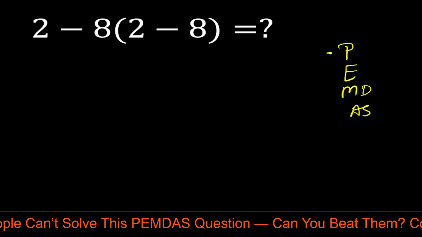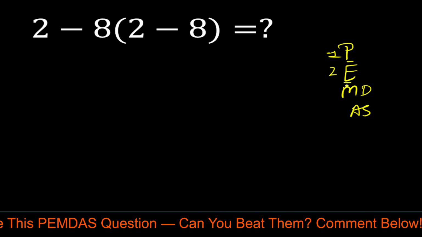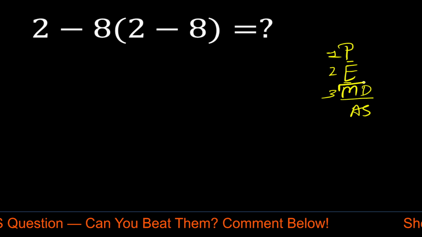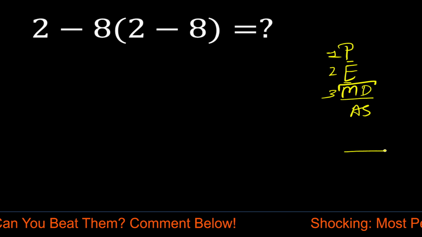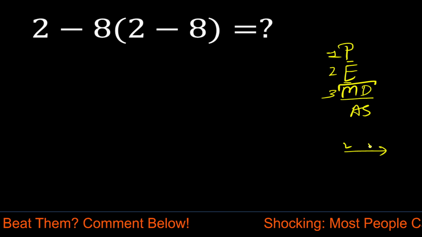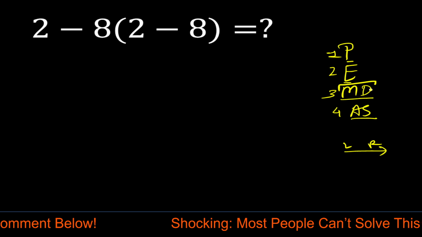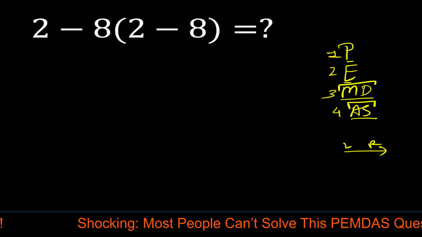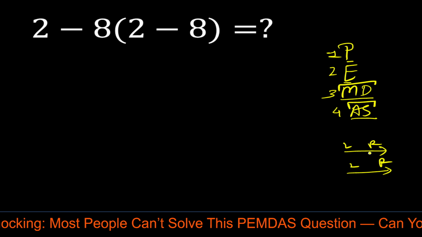According to the PEMDAS rule, first priority is parentheses, then second priority is exponents, then third priority is multiplication and division. Here multiplication and division both have equal priority, so we have to solve from left to right. Then fourth and last priority is addition and subtraction. Also addition and subtraction both have equal priority, so we have to solve from left to right.